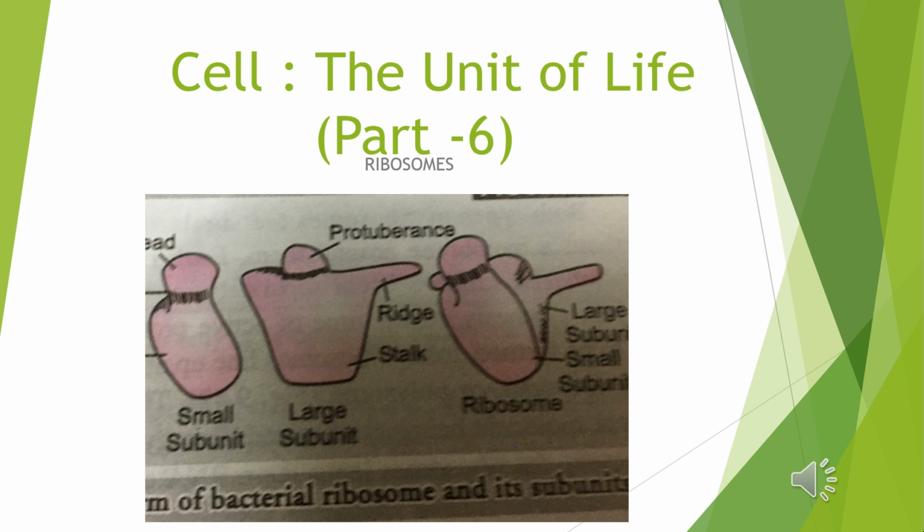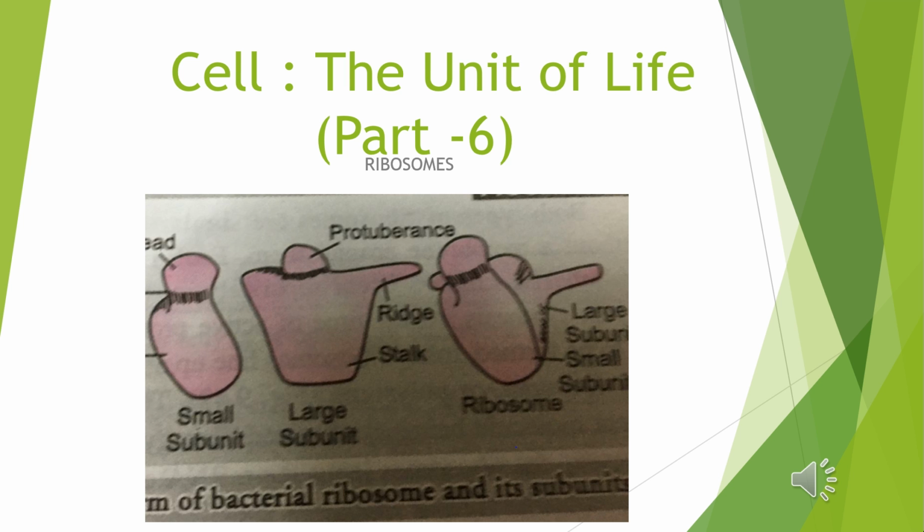Ribosomes are visible only under the electron microscope, and they were discovered by George Palade in animal cells in 1953. He named them ribosomes in 1955. They are also called Palade particles. Ribosomes are found in all cells, prokaryotic as well as eukaryotic.